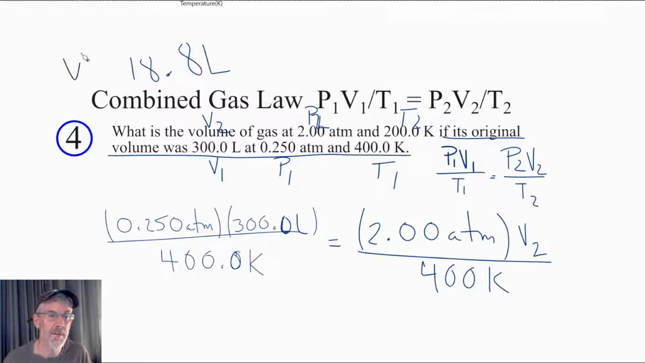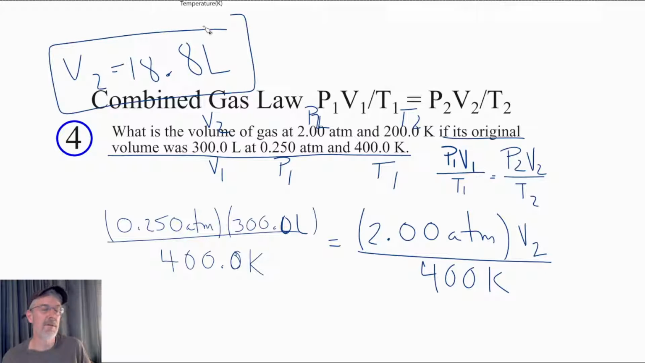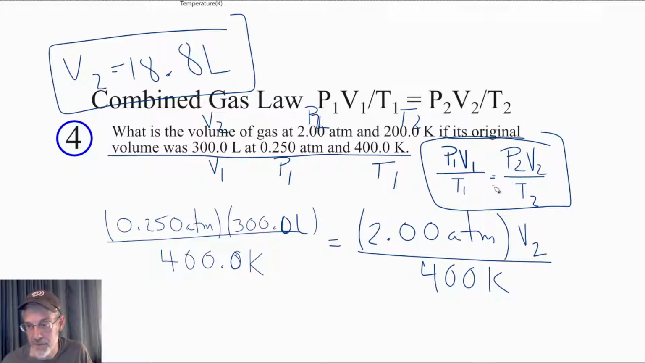That is our V2. So if I was advising a student to study this right here, I would memorize this one, because then you know Boyle's, Charles's, Avogadro's, Gay-Lussac's, you know all the laws there.